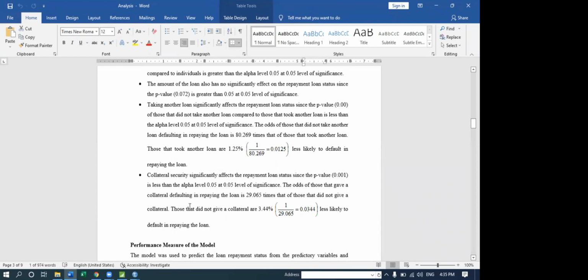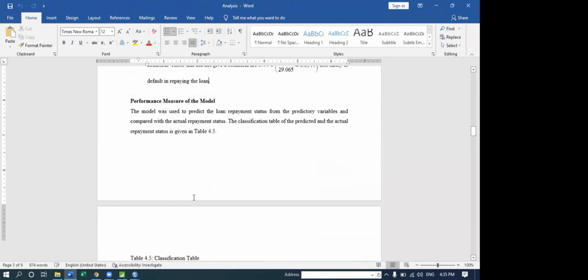So that's the meaning of this second part. Those that did not give collateral, that is no, are 3.44% less likely to default. Why is it less likely? This number is less than 1. So that is why it is less likely. They are less likely to default in repaying the loan, when compared to those that gave collateral.